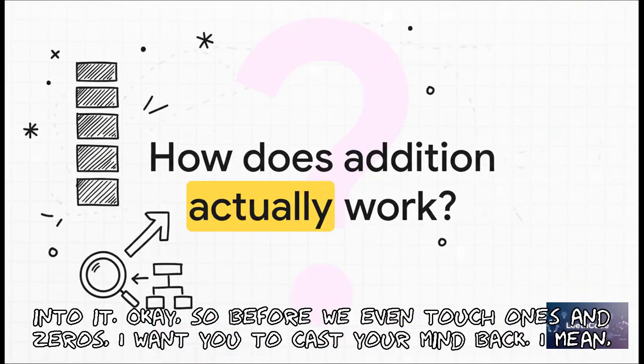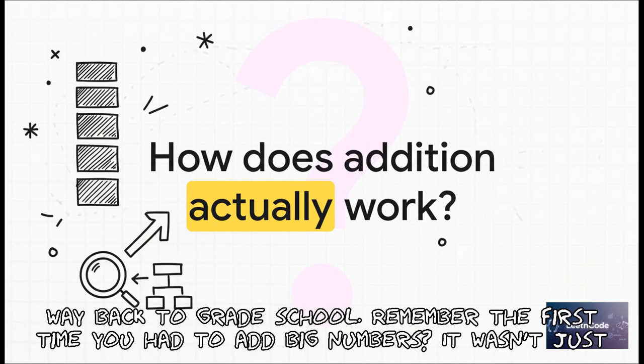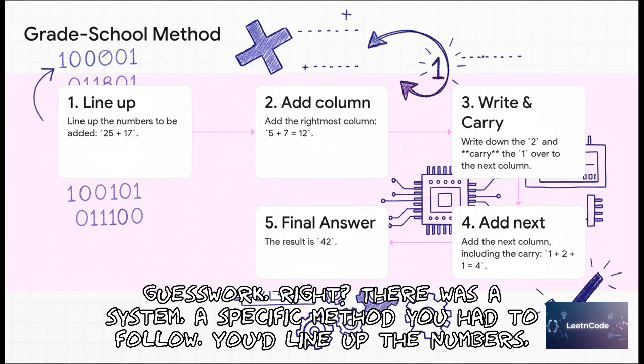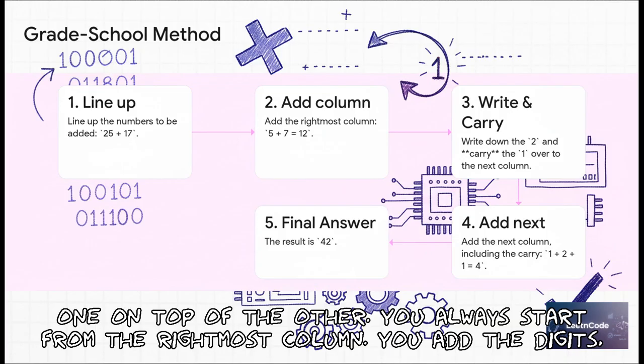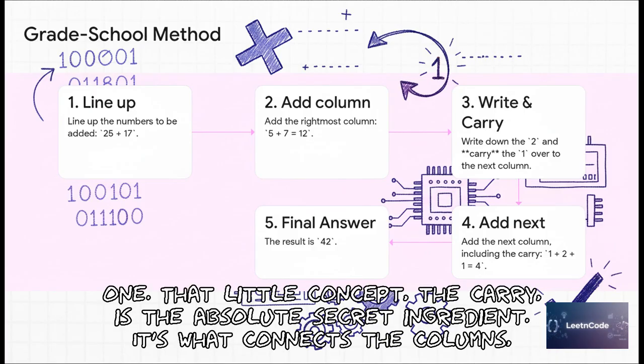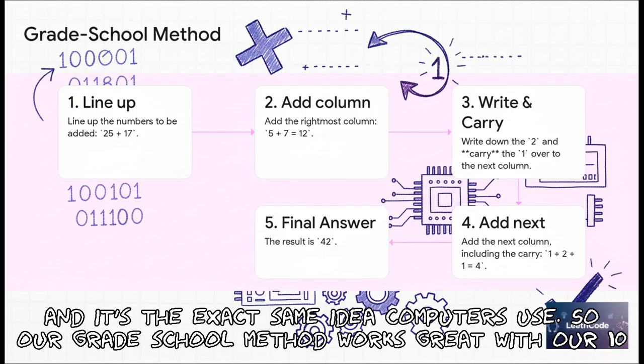Okay, so before we even touch ones and zeros, I want you to cast your mind back, way back, to grade school. Remember the first time you had to add big numbers? It wasn't just guesswork, right? There was a system, a specific method you had to follow. You'd line up the numbers, one on top of the other. You always start from the rightmost column. You add the digits, you write down part of the answer, and then, and this is the part that matters most, you carry the 1. That little concept, the carry, is the absolute secret ingredient. It's what connects the columns, and it's the exact same idea computers use.